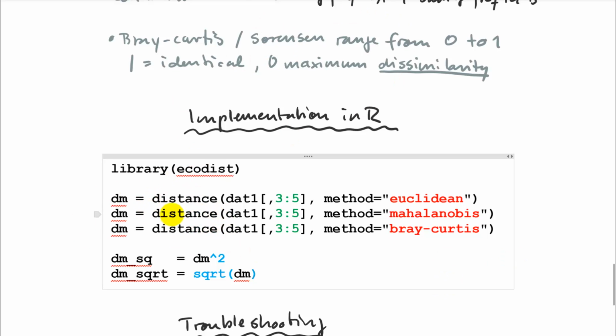You can use all the clustering techniques or ordination techniques with any kind of distance matrix. So you should always think about this as a two-step process, and this first step should be under your control.